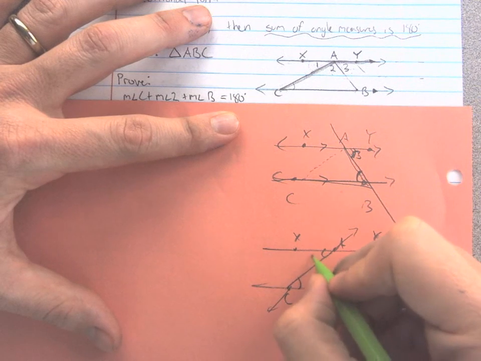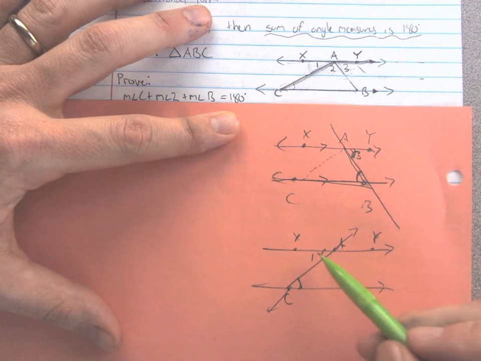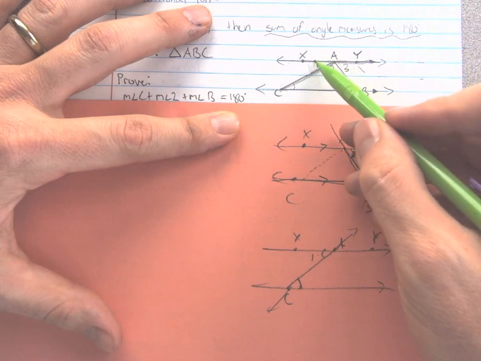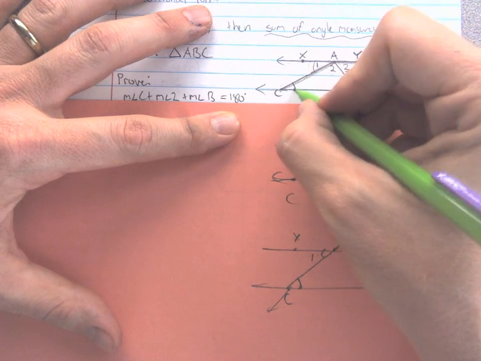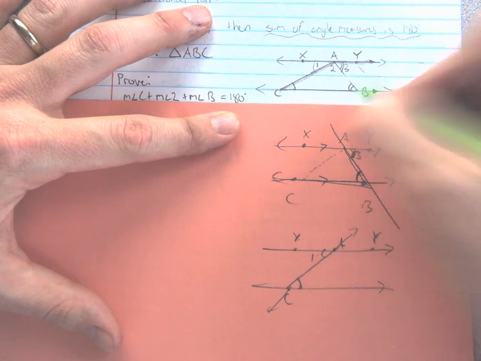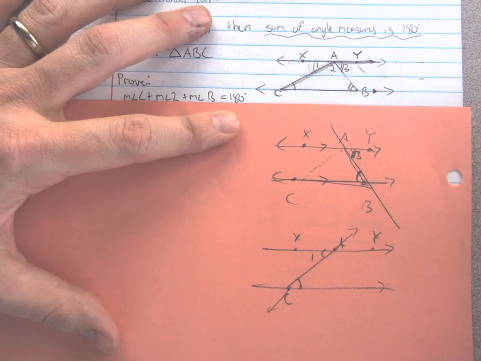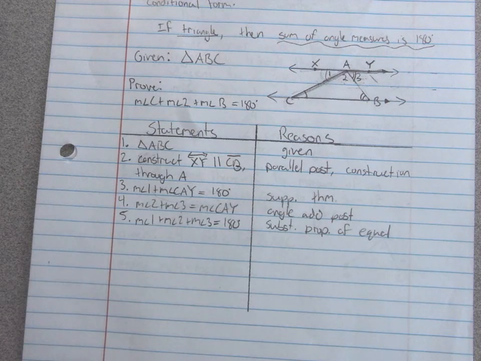And in our picture, we're calling this one angle 1, and this one's angle C. So I know that angle 1, this guy, is congruent to angle C, and I know angle 3, this guy, is congruent to angle B by the alternate interior angles theorem. So that's an important idea.